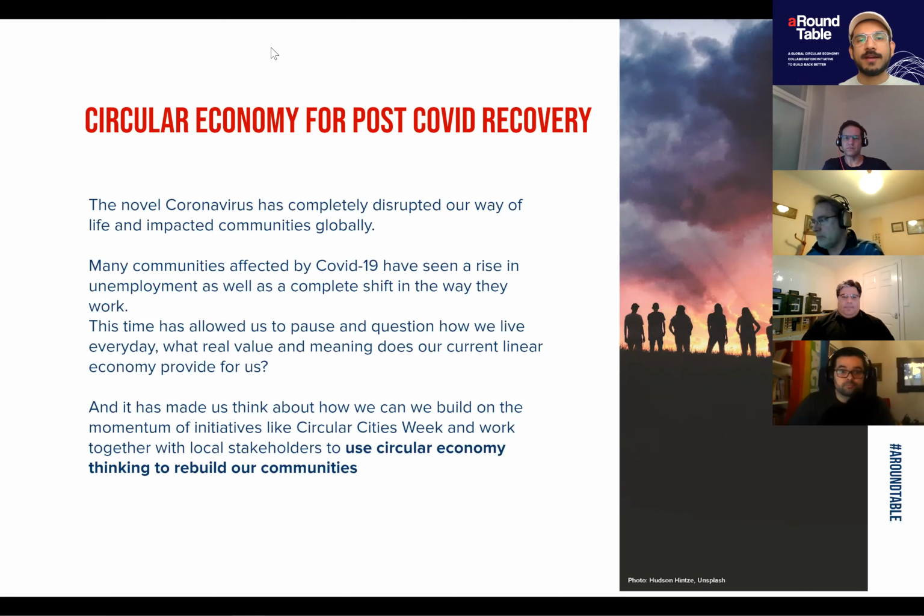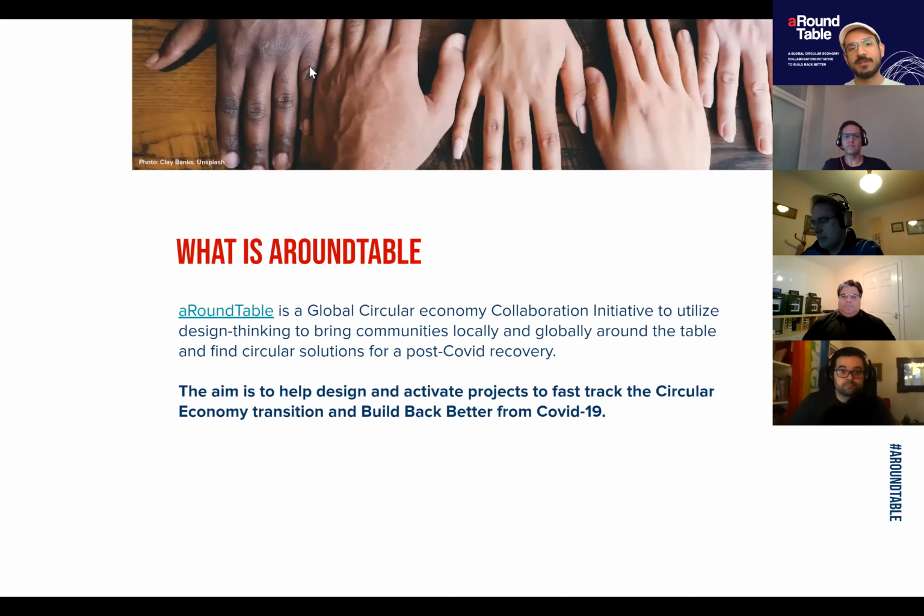And in order to do that, we decided to come up with this concept of aRoundTable. Essentially, we thought about a way to bring together communities locally and globally around the same table and really develop circular solutions for a post-COVID recovery. And we'll share more later in the session, but the aim we wanted to get out of this event series is to really help design and activate actionable, concrete projects in our communities in order to fast track the circular economy transition and really help communities and cities build back better from COVID-19.